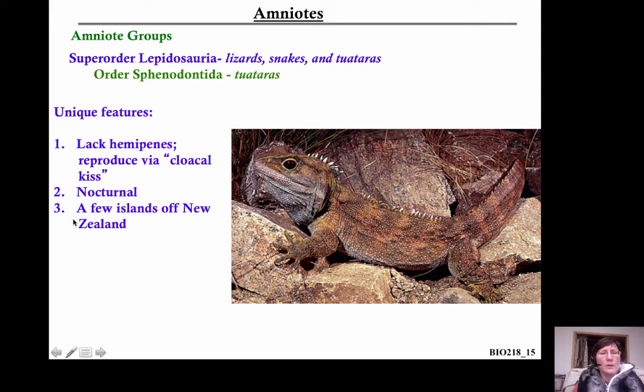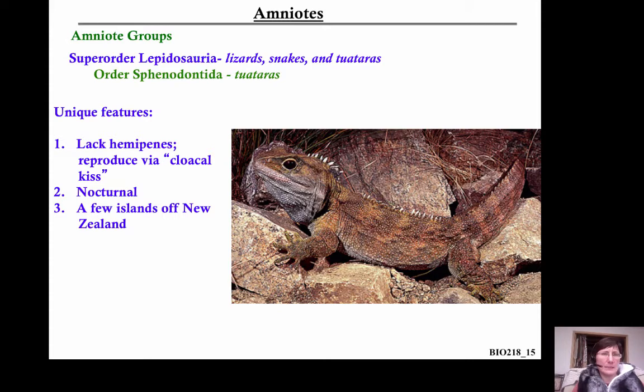Now, these tuataras can only be found on a few islands off the coast of New Zealand and nowhere else. As a result, they're quite strongly protected. They are endangered. And at times on those islands, they've been most threatened by introduced invasive species that have killed them and eaten them. But most of those have been removed now.